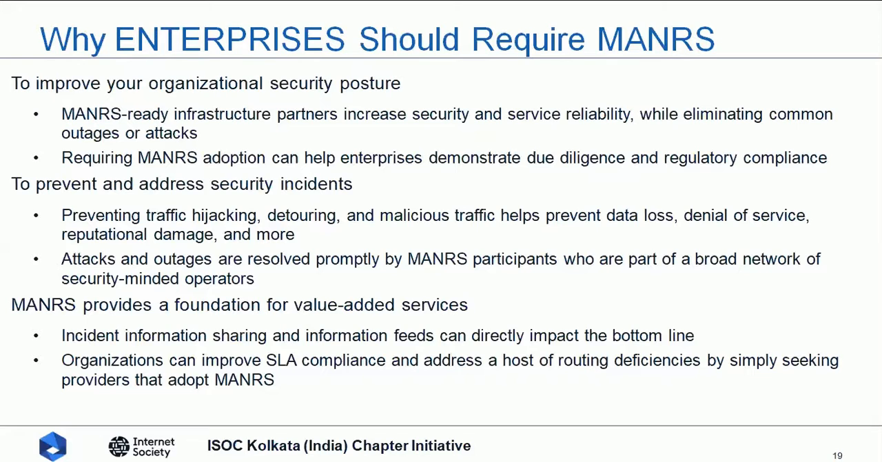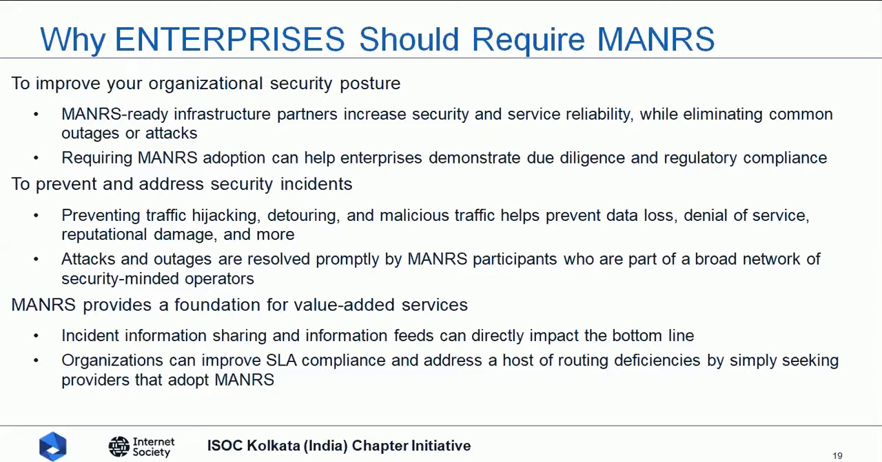Preventing traffic hijacking, detouring, and malicious traffic helps prevent data loss. As I said, this is a common problem that all networks face, denial of service, and it also causes reputational damage. If you don't take care of that, and your network goes for outage and you have denial of service, it is a huge stake on your reputation. So enterprises should not take that chance. Attacks and outages are resolved promptly because you have an ecosystem that can correct the data, that can give you a different recovery path, and your recovery is much faster.